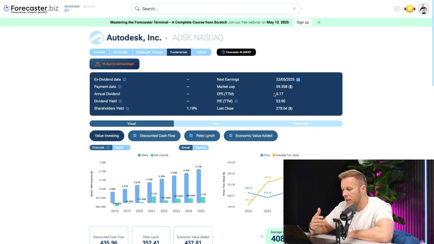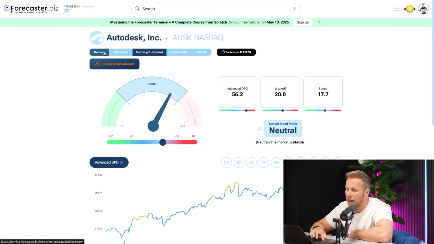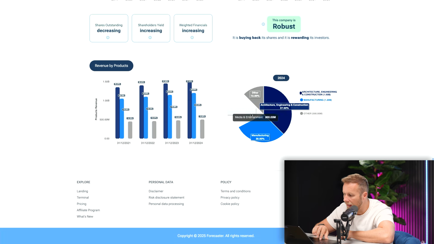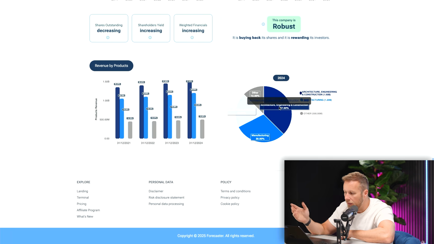The only thing that I would add on to this is you could start looking at overbought, oversold. You can start looking at qualitative questions like, do I understand the product? Do I like the product? Do I get it? Does it need repeat business? So Autodesk is a subscription model now, primarily. You can even go to the fundamentals and take a look at how that's built. So engineering and architecture and construction, right? The majority of their market share is in that, and that's not going anywhere. Okay, manufacturing, that's not going anywhere.